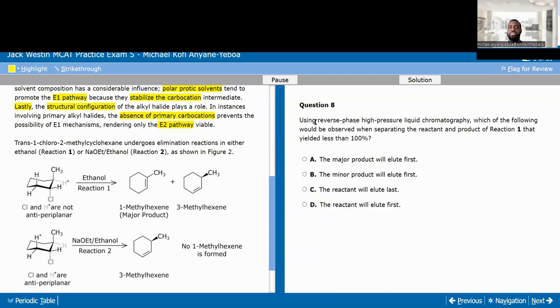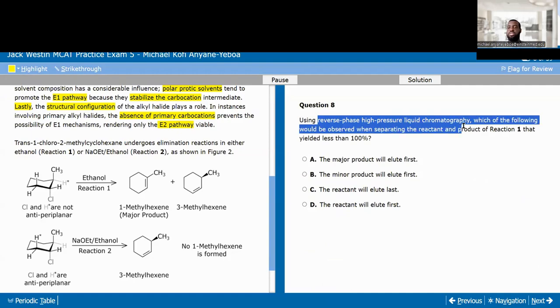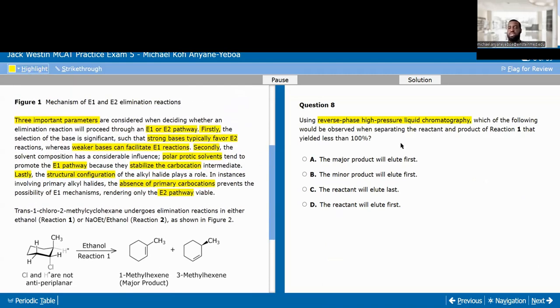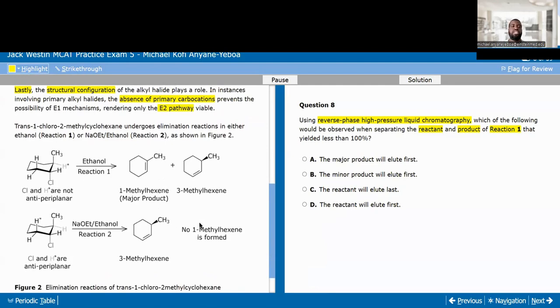Question 8. Using reverse phase high pressure liquid chromatography. As I'm reading this, I didn't read anything about this in the passage. So I'm beginning to try to remember what is reverse phase high pressure liquid chromatography. Which of the following would be observed when separating the reactant and product? So yeah, separating both of them, not just one side of the equation, both of them, of reaction 1 that yielded less than 100%. Okay, so we go back to reaction 1.